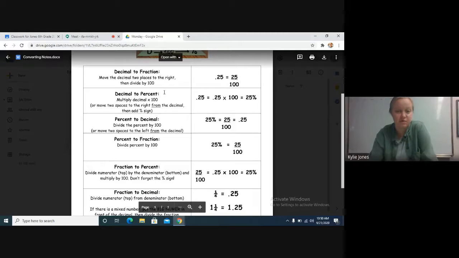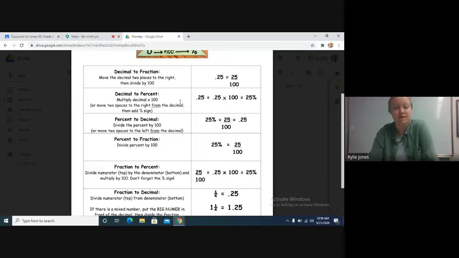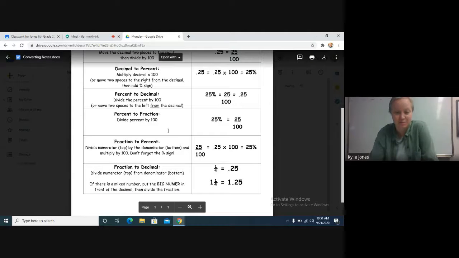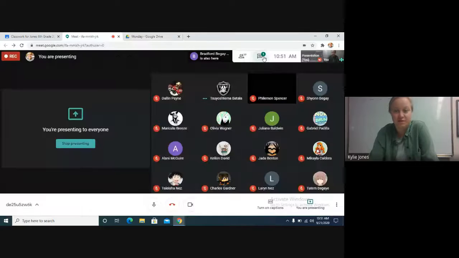There's 6 of them. We're going to go from decimal to fraction first. Then we'll talk about decimal to percent. Then we're going to talk about how to go from percent to decimal, percent to fraction. Then fraction to percent, and fraction to decimal. So there's 6 different ways we're going to learn here.